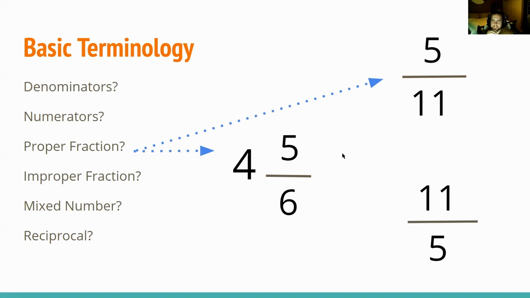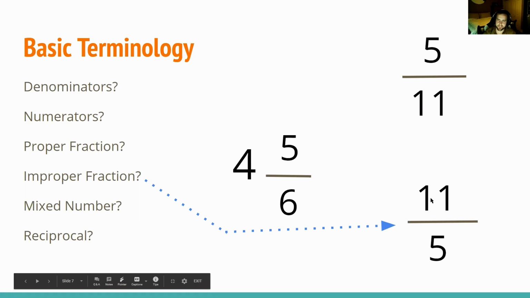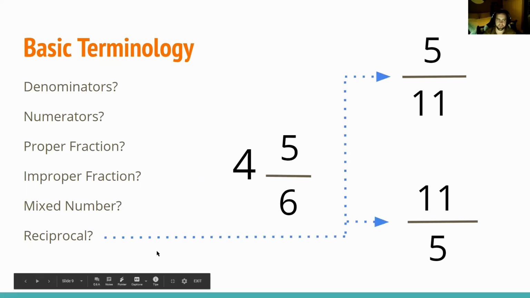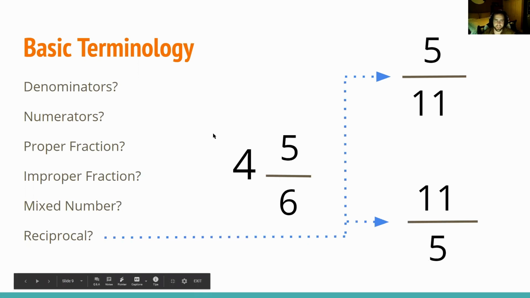These are proper fractions, and the reason is because the numerator is less than the denominator. This is an improper fraction because obviously the opposite is true. The numerator is actually larger than the denominator. And this is a mixed number because we have an integer at the front here. This occurs sometimes too. These two are termed reciprocals of each other. So if someone asks you to take the reciprocal of 5 over 11, well, the reciprocal of that would be 11 over 5. So just in case someone asks you about that.